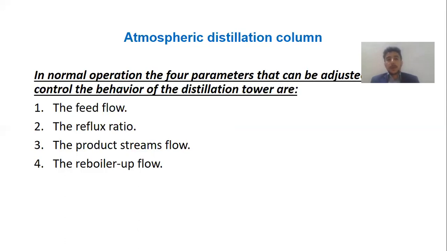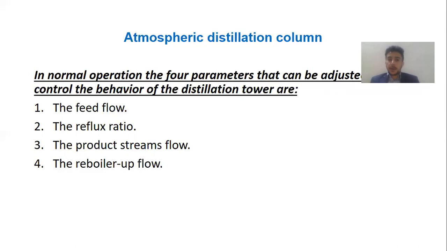And also the reflux ratio. The reflux is the amount of liquid that is recycled back to the distillation column. By this reflux, you can also control the pressure or the temperature of the distillation column. And also the product streams flow. It means that in the distillation column, we have side streams. Each side stream produces a specific product, like naphtha, gasoline, kerosene, jet fuel, diesel, and so on. So by these product streams, you can also control the pressure or the temperature of the distillation column.